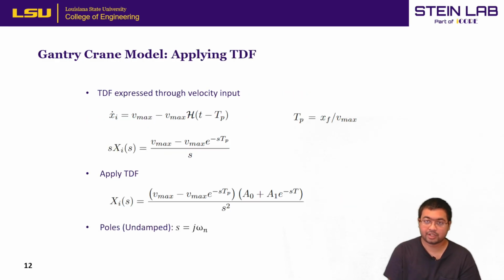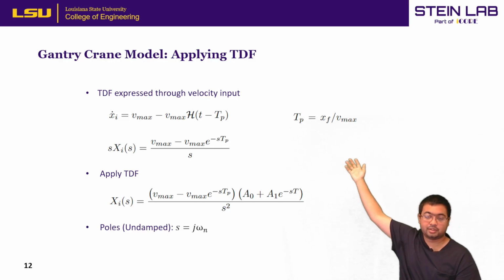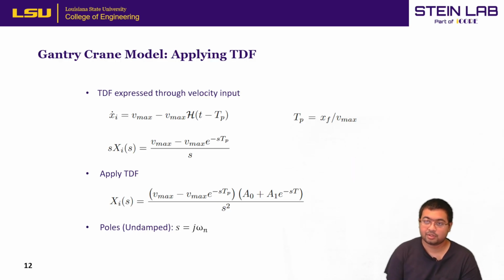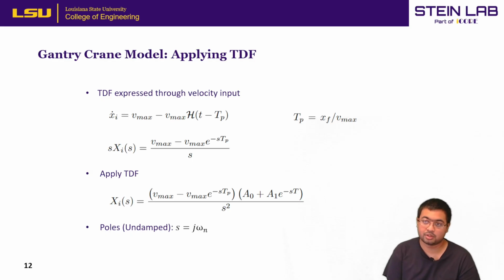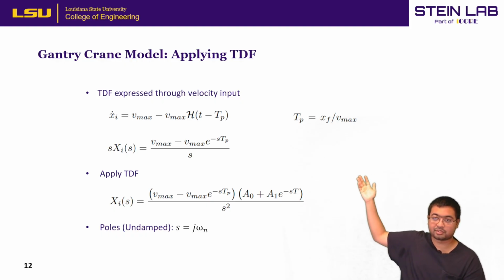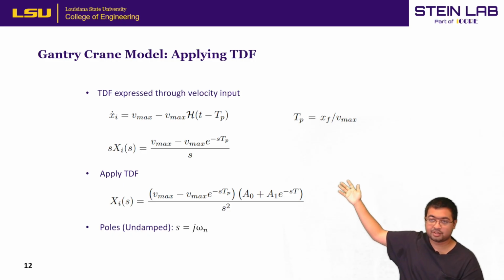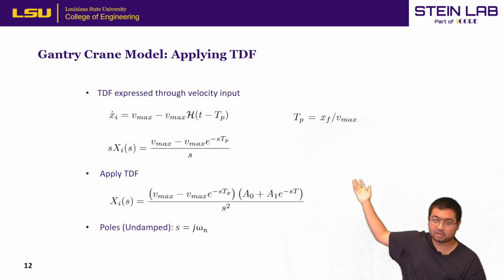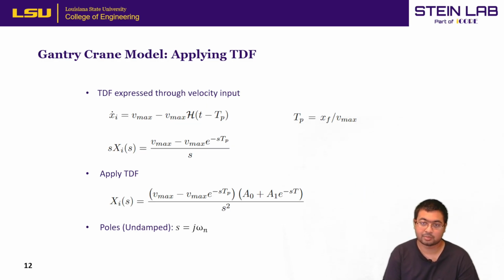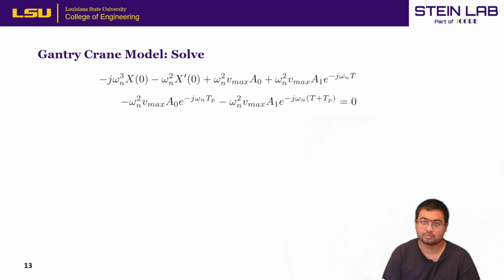When applying our TDF to our gantry crane model, we'll express it through our velocity input as shown at the top here. Because this is a velocity-driven input, we'll consider that our switch-off time is the displacement of our trolley divided by the maximum velocity of said trolley. And because this is a velocity input, we'll be considering sX(s) being equal to our filter multiplied by a step input. When applying this TDF, we can solve for our input in the Laplace domain, and we will apply our undamped poles, s equals jωn.